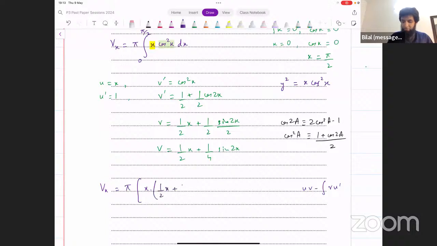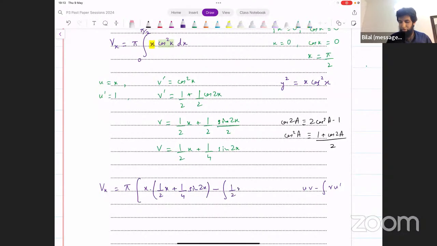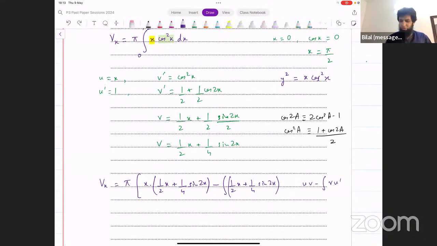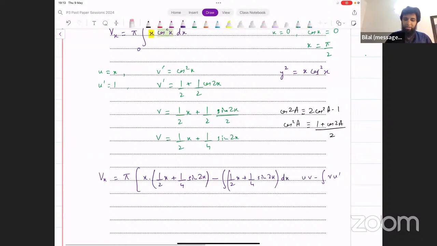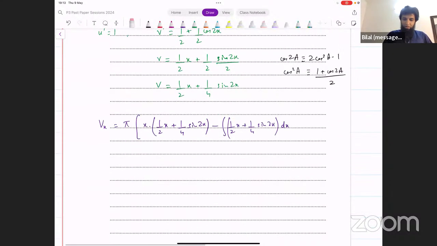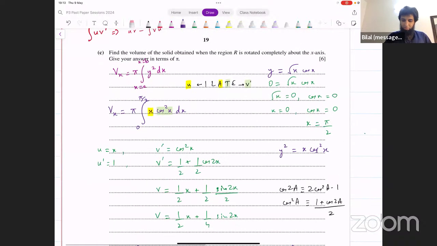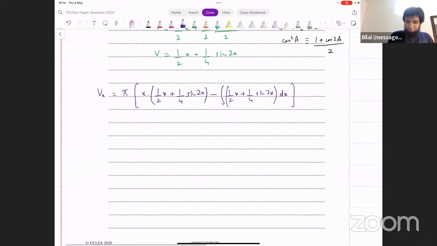Half x plus 1 over 4 into sine of 2x, minus the integration of v u dash. V as it is, which is 1 over 2x plus 1 over 4 into sine of 2x. Integration of this into u dash. What's u dash? U dash is just 1. So that's just 1 into dx. Now we need to integrate this thing. And this whole thing is, of course, multiplied by pi outside. Limits are from 0 to pi over 2.